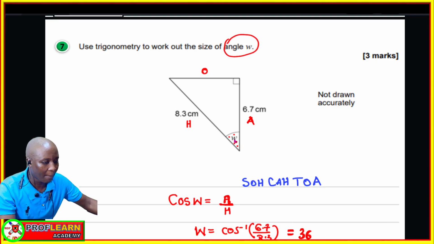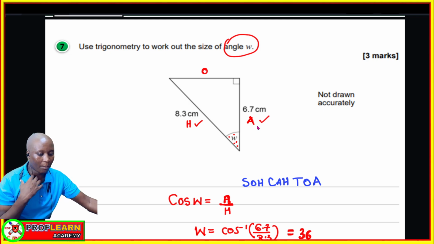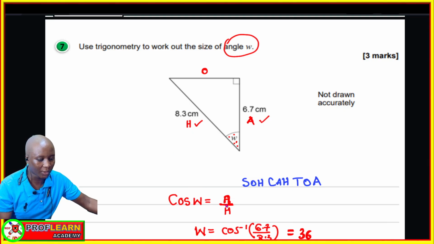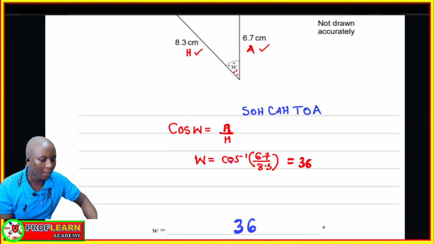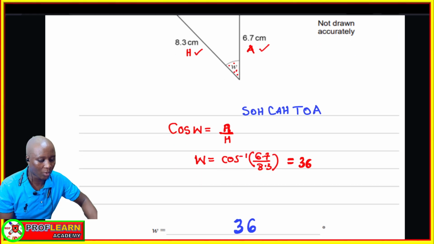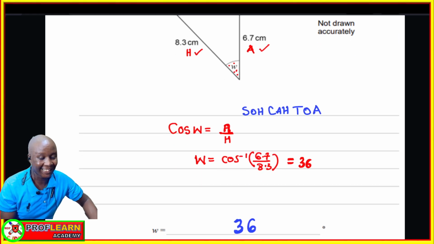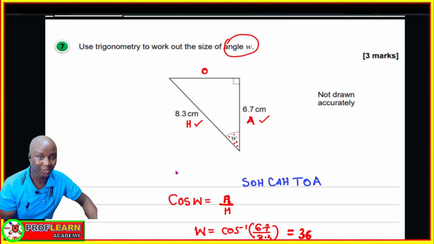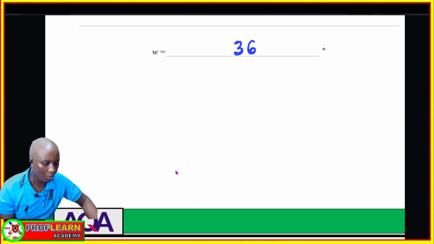You can see for W, opposite, we don't have that side. We have hypotenuse, and also we have adjacent. So you can say adjacent and hypotenuse, then we can use cos. Cos W is equal to adjacent over hypotenuse, which means W is equal to cos inverse of 6.7 over 8.3. And then if you crunch that into your calculator, you're going to get your answer as 36 degrees. So angle W there is 36 degrees. So in this, you can be asked to find a missing side, or you can use trigonometry to find a missing angle.